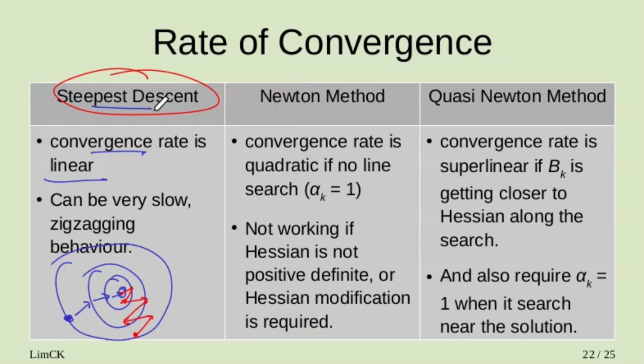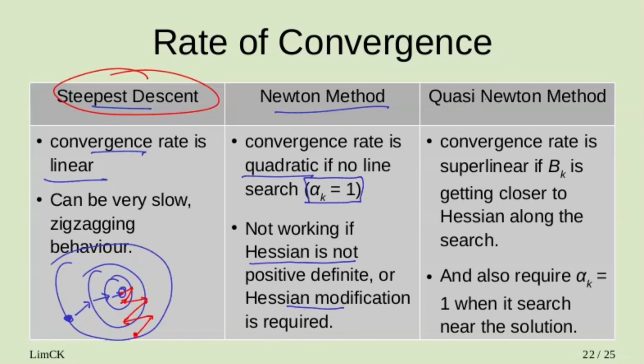And for the Newton method, the convergence rate is very fast, quadratic convergence. We call it quadratic convergence. If we don't consider the line search, I mean the step length alpha equal to 1 always fulfills our requirement, it can be very fast. But the issue is it does not work when the Hessian is not positive definite, unless we modify the Hessian. There are some ways to modify the Hessian, but we won't cover them here.